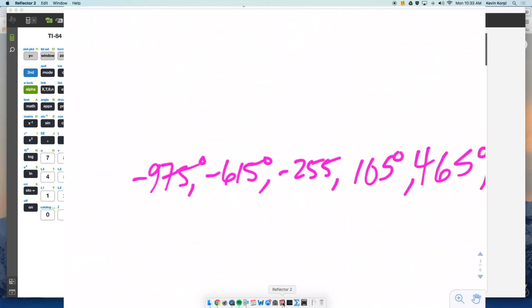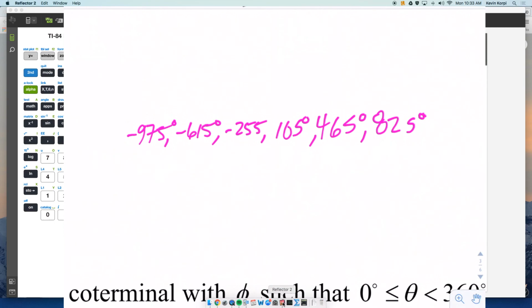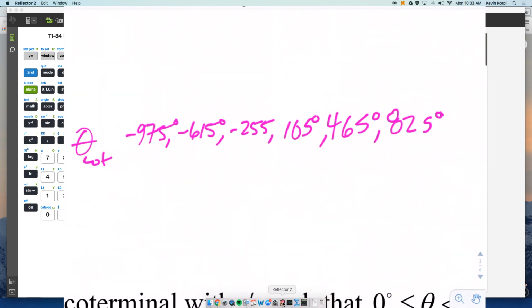So once you write all those down, and I wrote them in increasing order, here's your answer. The coterminal angles to 465, all of them, between negative 1,000 and 1,000, are these: 1, 2, 3, 4, 5, 6 angles. And notice the angle itself is in the list, right?